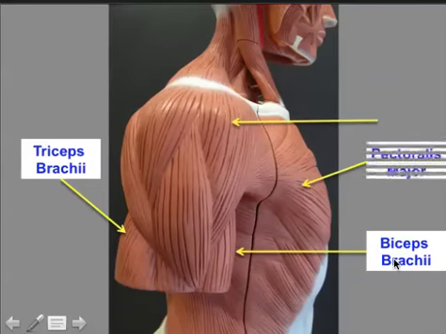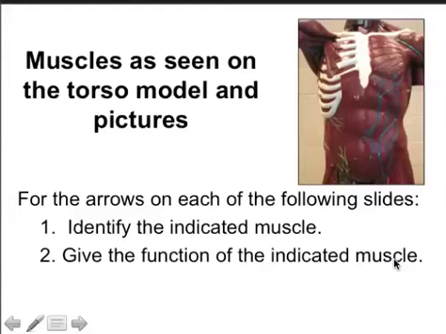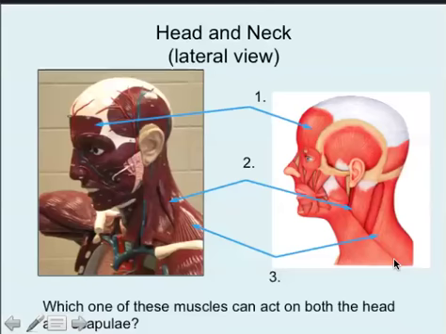This is the pectoralis major, again, another mover of the upper arm. And then finally the deltoid, which is involved in arm abduction. Okay, more muscles. This is the brown torso, so a slightly different model here. Which one of these muscles can act on both the head and the scapula?